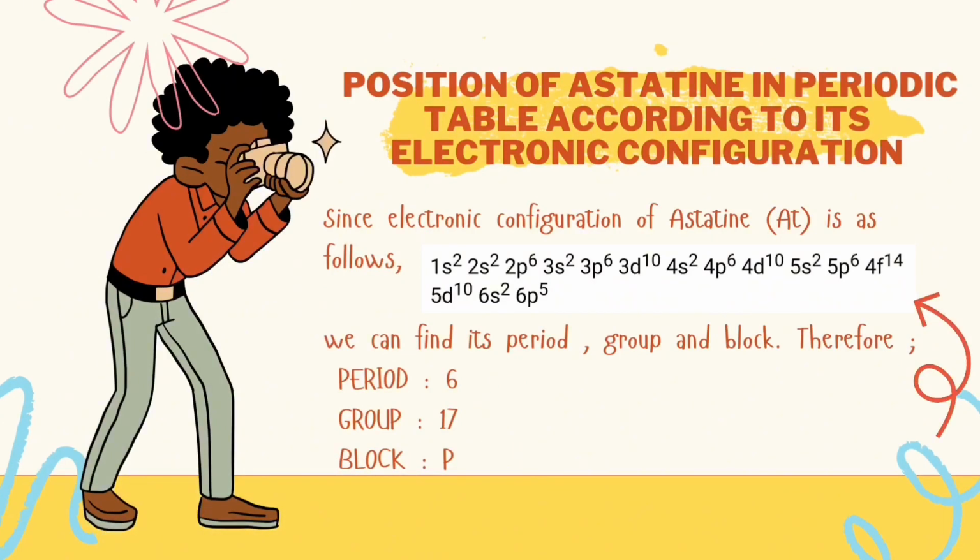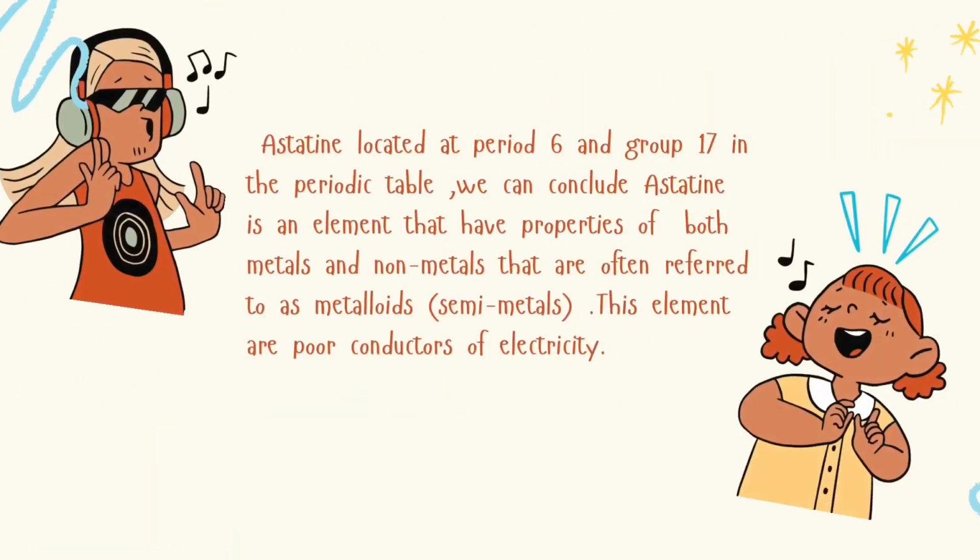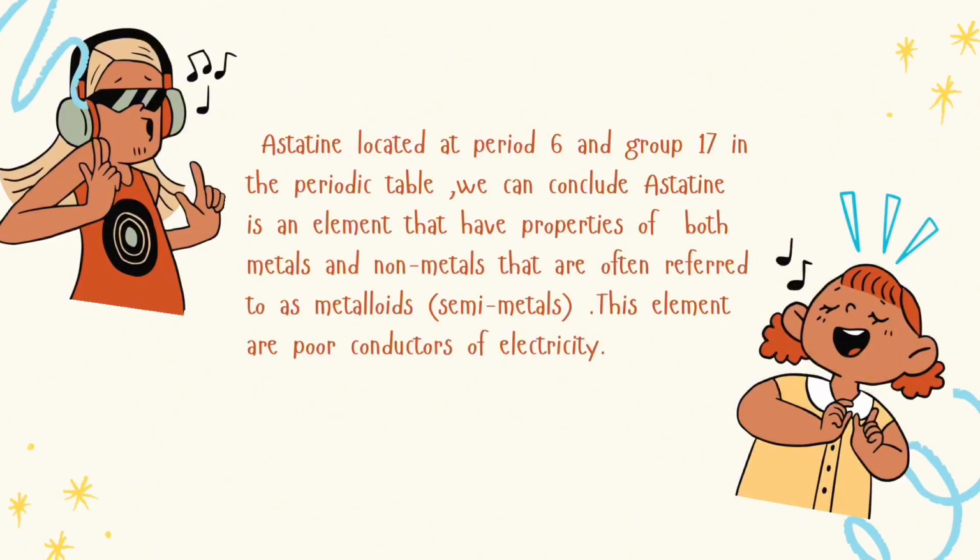So, since the electronic configuration of astatine is as follows, we can find its period, group, and block. Therefore, the period for astatine is 6, the group is 17, and the block is p. To let you know, astatine is located at period 6 and group 17 in the periodic table. We can conclude astatine is an element that has properties of both metals and nonmetals, often referred to as metalloids, or semi-metals. These elements are poor conductors of electricity.